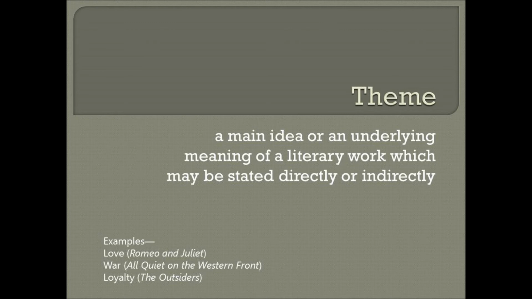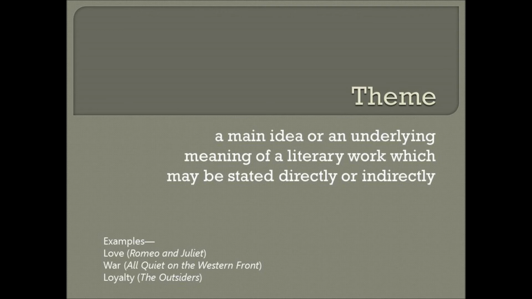Theme. Now this is important because we differentiate between theme and message here. But theme is a main idea or underlying meaning of a literary work, and it can be direct or indirectly stated. And examples of themes, usually 1 to 2 words. Love in Romeo and Juliet, war, All Quiet on the Western Front, great novel, and loyalty, which we saw in The Outsiders.